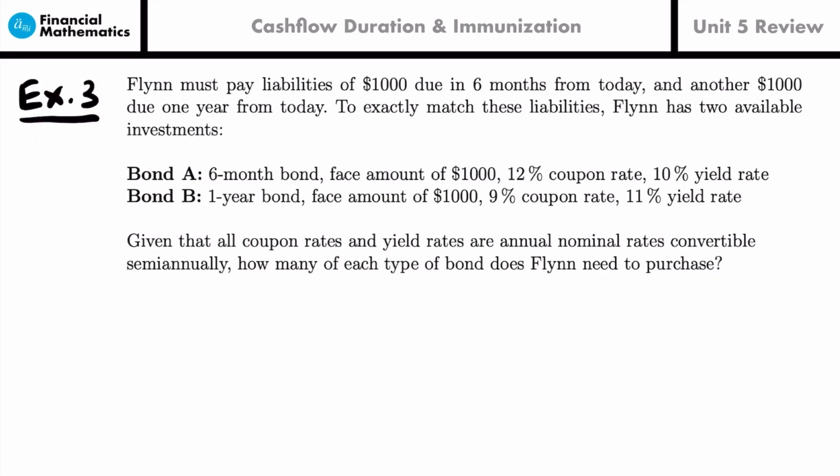Okay, so for our third review problem, we have Flynn must pay liabilities of $1,000 due in 6 months from today and another $1,000 due in 1 year from today. To exactly match these liabilities, Flynn has 2 available investments. They are bonds A and B. Bond A is a 6-month bond with a face amount of $1,000, a 12% coupon rate, and a 10% yield rate. Bond B is a 1-year bond with a face amount of $1,000, a 9% coupon rate, and an 11% yield rate. Given that all coupon rates and yield rates are annual nominal rates convertible semi-annually, how many of each type of bond does Flynn need to purchase?